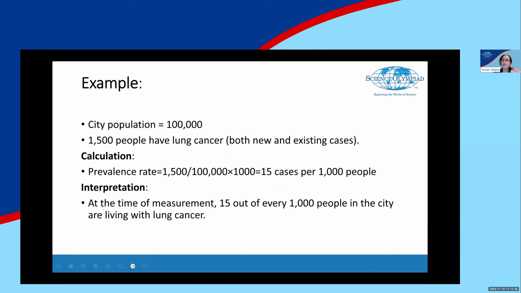Now let's say you are given a prevalence of a disease and you have to interpret it. What does that mean? At the time of measurement, 15 out of 1,000 people in the city are living with lung cancer. So that's how you will be interpreting your data. So you've learned about incidence, you've learned about prevalence. These are basic rates that you use in epidemiology. And a lot of times, many questions will show you some of this data.